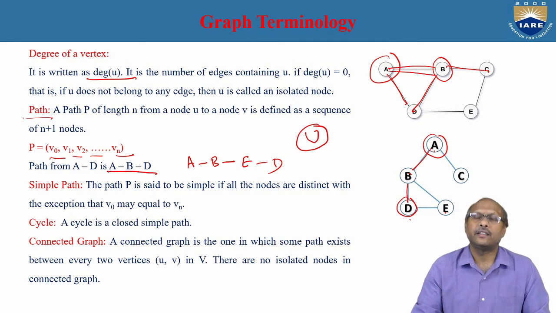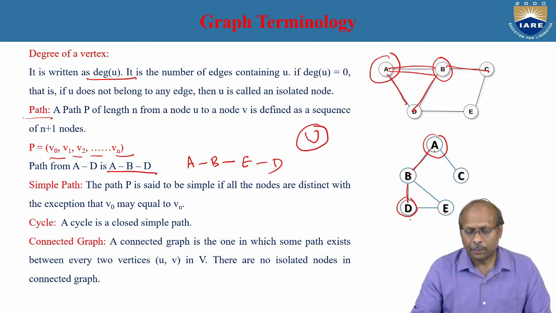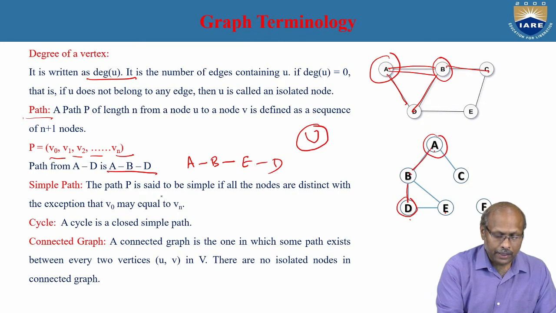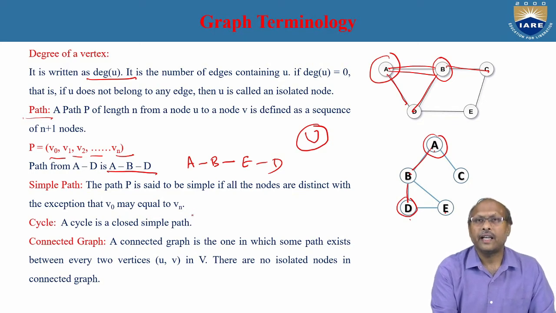Just like in a city, if you want to roam from one place to another place, there will be many routes. There will be many paths. So here also you can represent that way. A simple path: a path P is said to be simple if all nodes are distinct, with the exception that V0 may be equal to Vn.